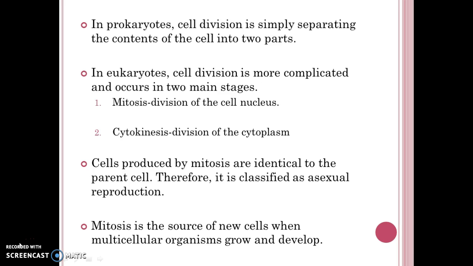In prokaryotes, cell division is simply separating the contents of the cell into two parts. In eukaryotes, cell division is more complicated and occurs in two main stages, mitosis and cytokinesis. Cells produced by mitosis are identical to the parent cell, therefore it is classified as asexual reproduction. Mitosis is the source of new cells when multicellular organisms grow and develop.